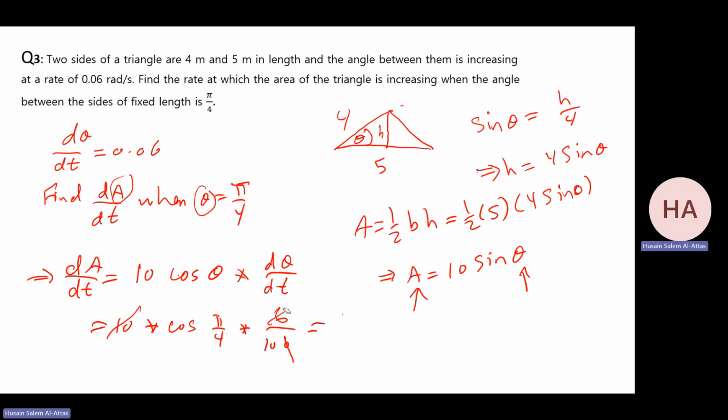Wait a minute. What am I doing? This is 6 square root 2 over 20. 2 times 10. That will be 3 square root of 2 over 10. And that will be meter squared per second. Okay.